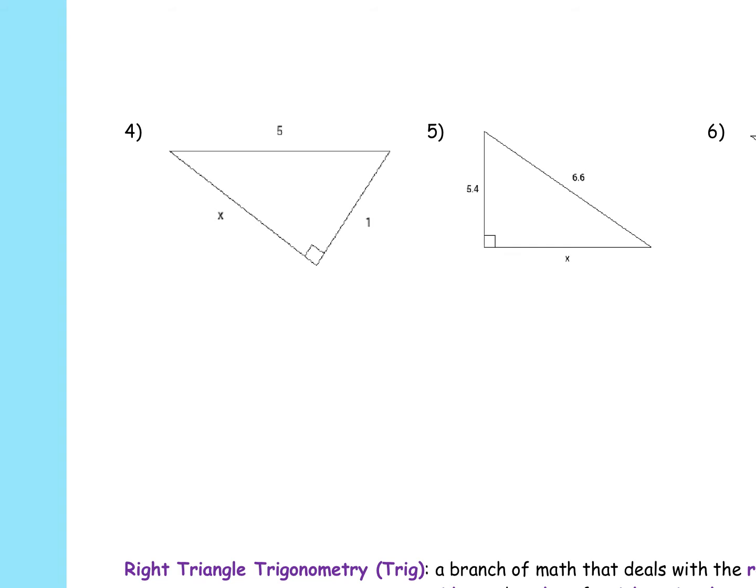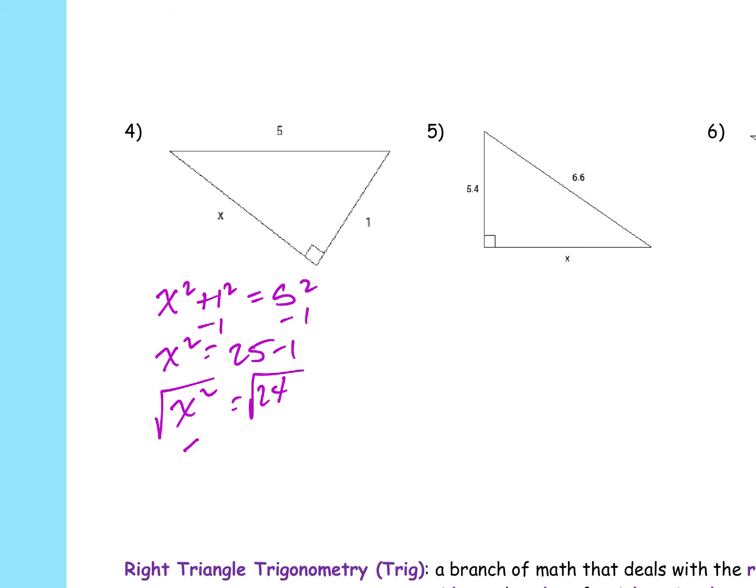Number 4, whew. Okay, x squared plus 1 squared equals 5 squared. So x squared equals, subtract 1, 25 minus 1. So x squared equals 24. This one was easy just to simplify. X is approximately equal to 4.90.